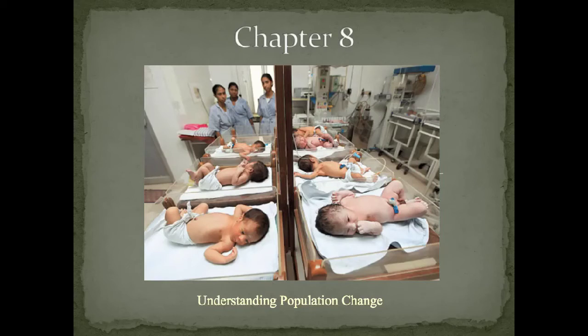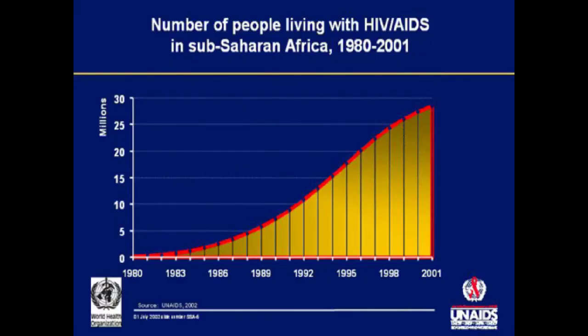Chapter 8, looking at populations and understanding how populations change. The first part of this chapter looks at the sub-Saharan Africa region. And sub-Saharan means below the Sahara Desert in Africa. And this area is of interest because of its number of individuals living with HIV and the infectious rate of HIV. And you can see here down at this graph going from 1980 to 2001 the rate of increase of the infection of HIV in sub-Saharan Africa. And it's grown somewhat exponentially.